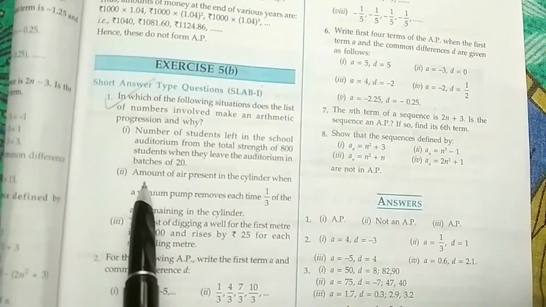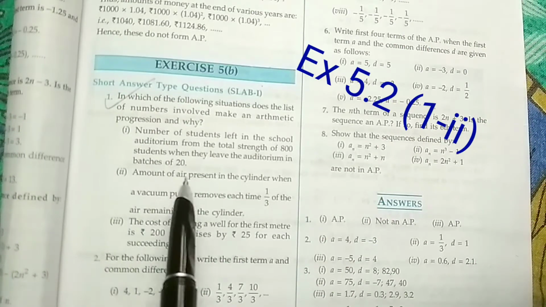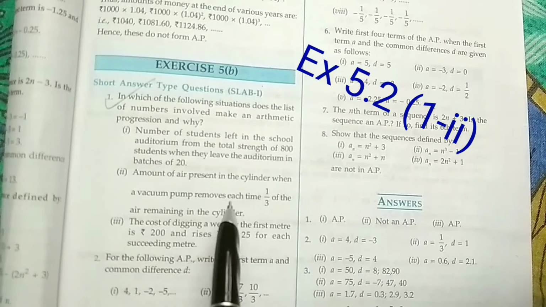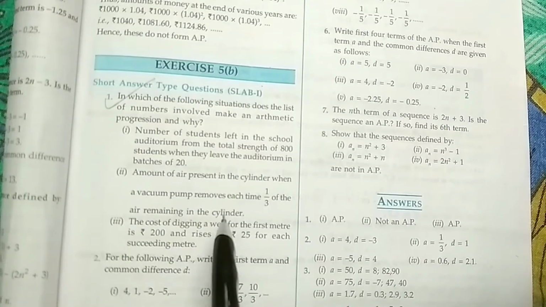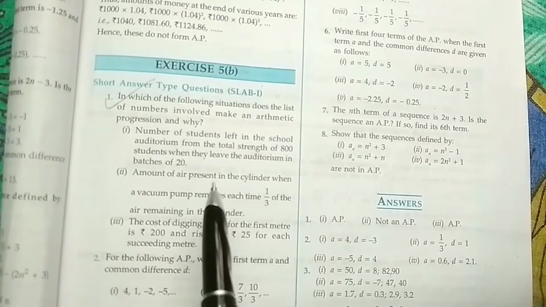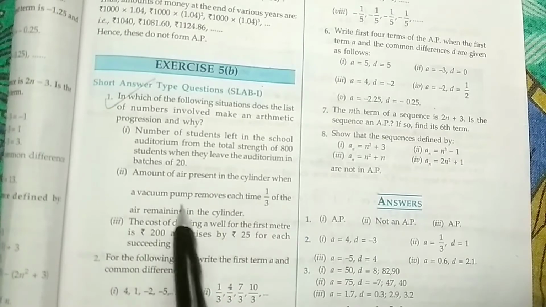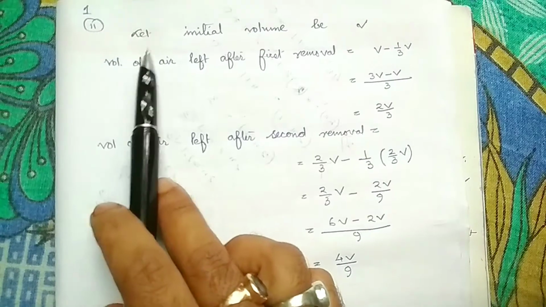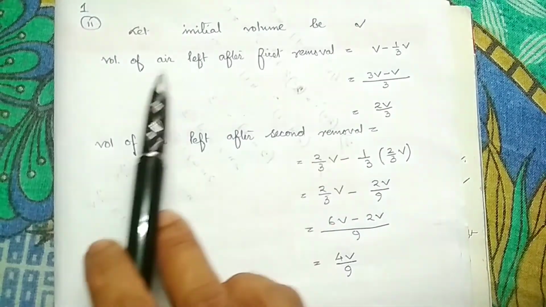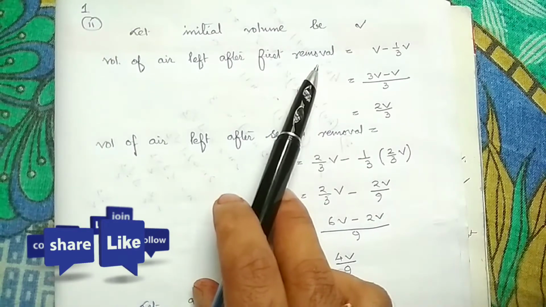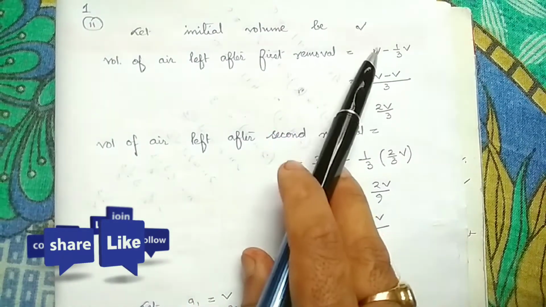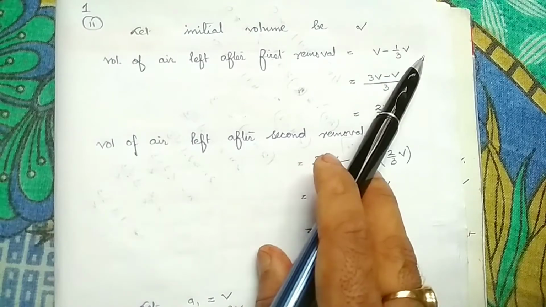In second part of this question, the question is amount of air present in the cylinder when a vacuum pump removes each time 1/3 of the air remaining in the cylinder. That means in a cylinder certain amount of air is present, and every time we are removing 1/3 of the air, whatever is there in the cylinder. So let initial volume be V. So volume of air left after first removal, we are removing 1/3. So initial volume is V, and from that V, 1/3 of the air we have removed.